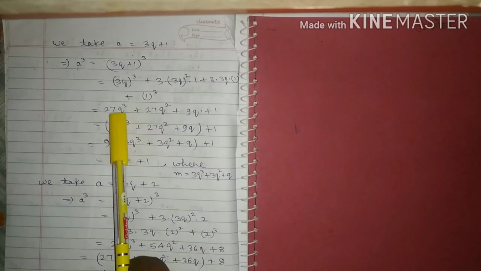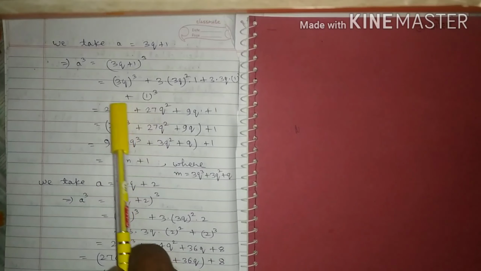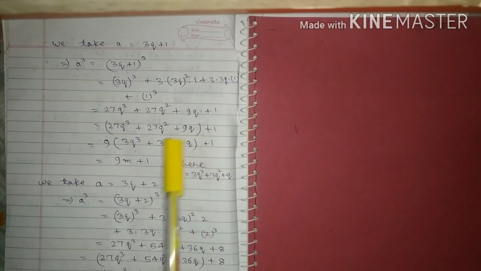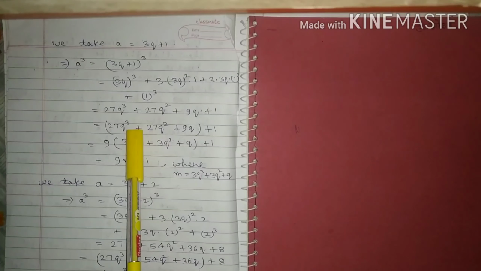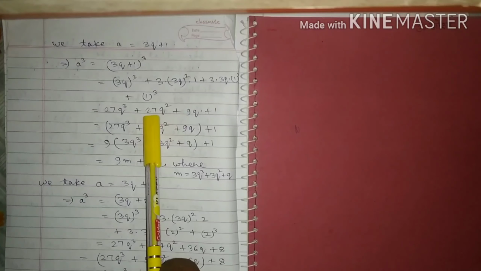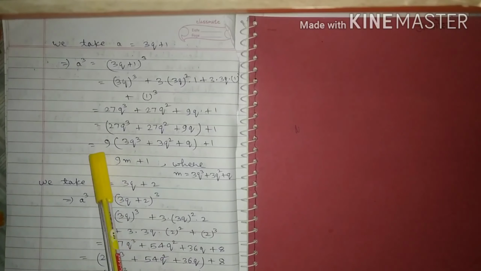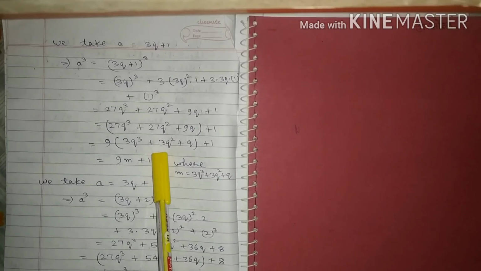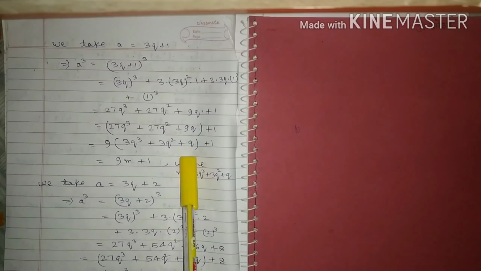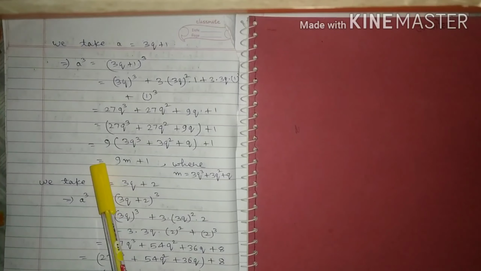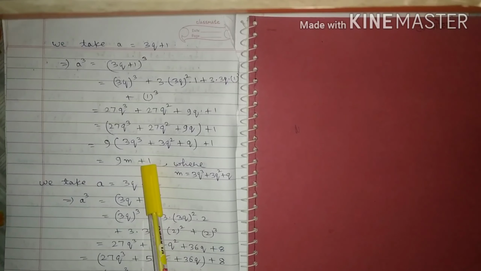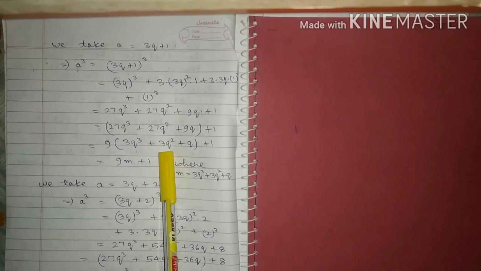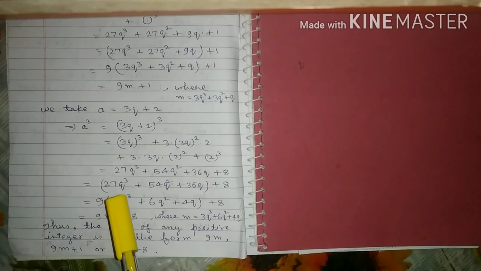We write these three terms in the bracket and plus 1 separately here. Now we take 9 common from this bracket. We write 9 into the bracket 3q cube plus 3q square plus q, plus 1. This equals 9m plus 1. Here m is 3q cube plus 3q square plus q.